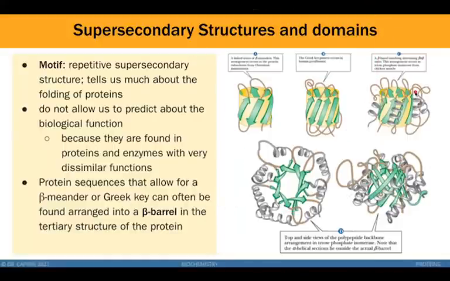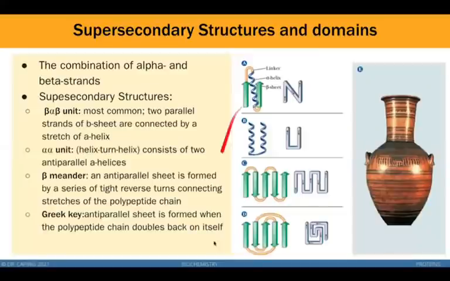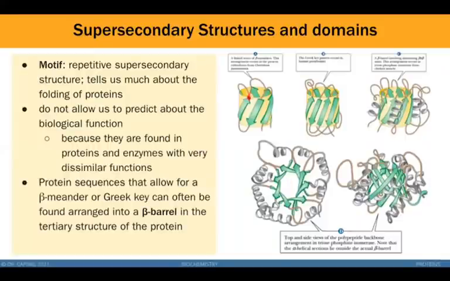So it can be beta meander or Greek key. They are usually arranged in a cylindrical shape, forming a beta barrel. For example, the structure of beta meander is like this. This is usually arranged like in a barrel. It seems like it has a cylindrical shape. It forms a hollow structure in the center. So, as emphasized, it's either the beta meander or the Greek key that can form this beta barrel.